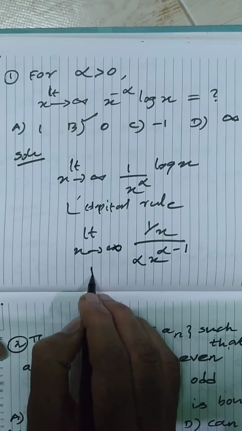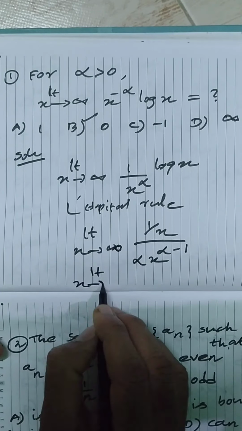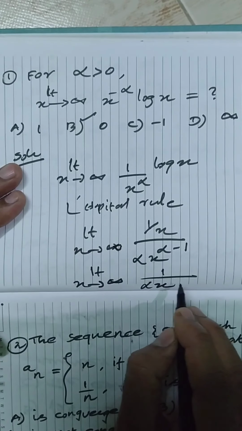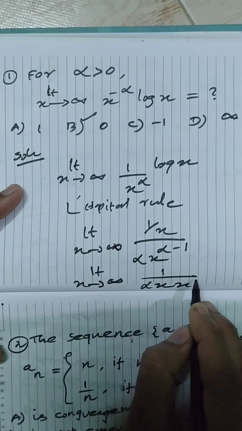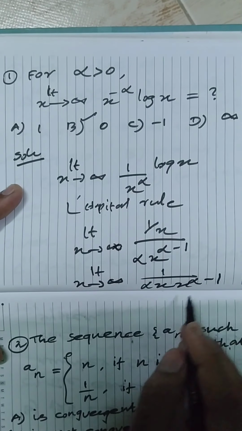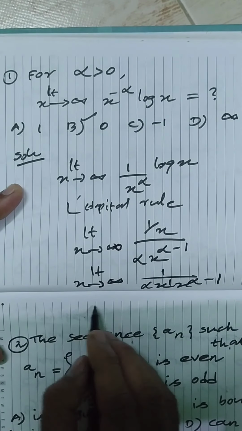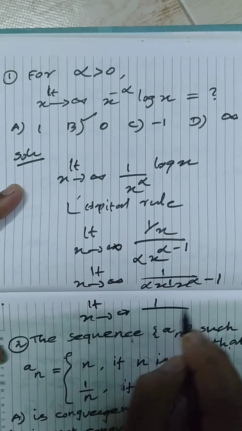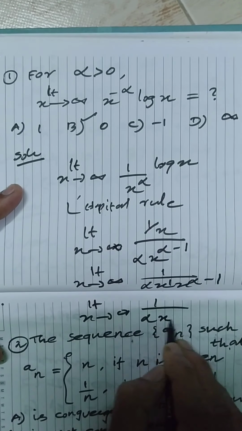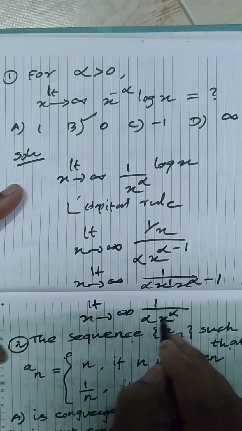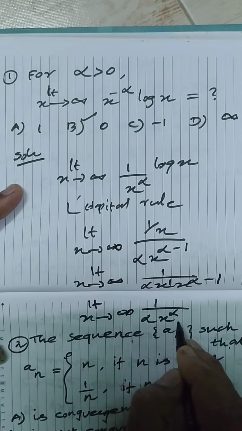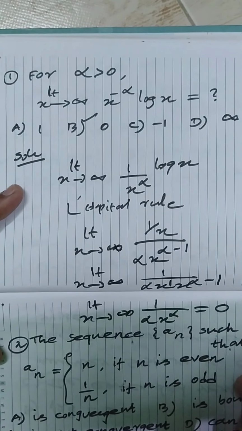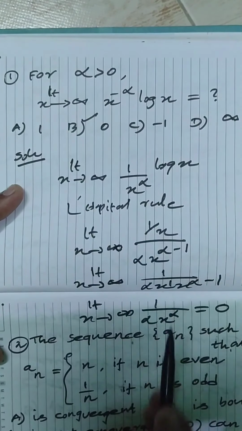This can be simplified like this: 1 by alpha into x, then x power alpha minus 1. This is x power 1. Next, limit x tends to infinity. After simplification we are getting 1 by alpha into x power alpha. Now apply the limit. So the denominator approaches infinity. Moreover alpha is positive. So we get the answer 0. So option 0 is correct.